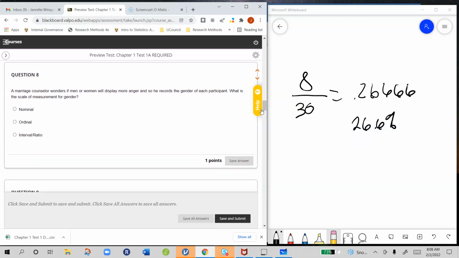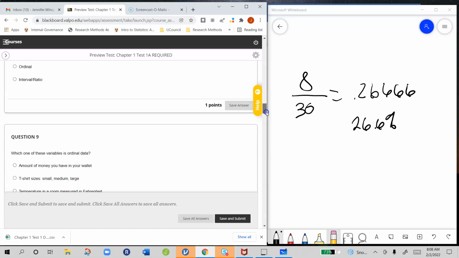Okay, next we'll have more examples of nominal, ordinal, interval, ratio. And this one we have wondering if men or women display more anger, and record the gender of each participant. So gender is nominal. We're just putting people into categories, or they're in pre-existing categories, and there's no numerical value. You can label people as 1 for male, 2 for female, but that doesn't mean that 1 or 2 is better or worse than another. There's no quantity or quality indicated by those numbers.